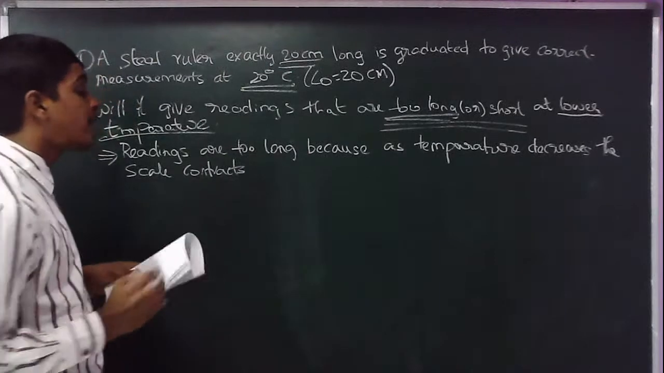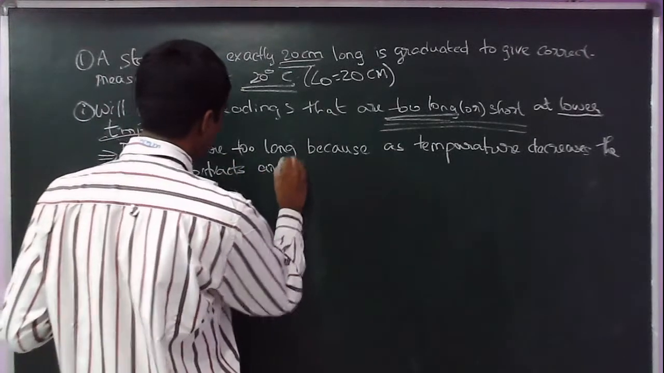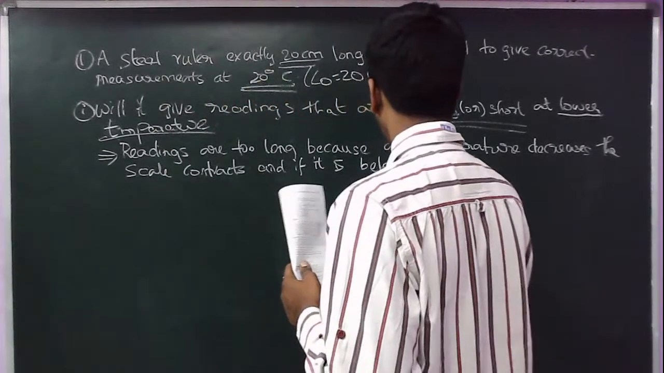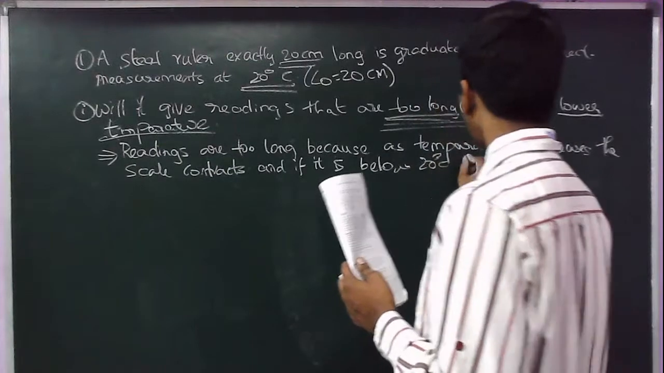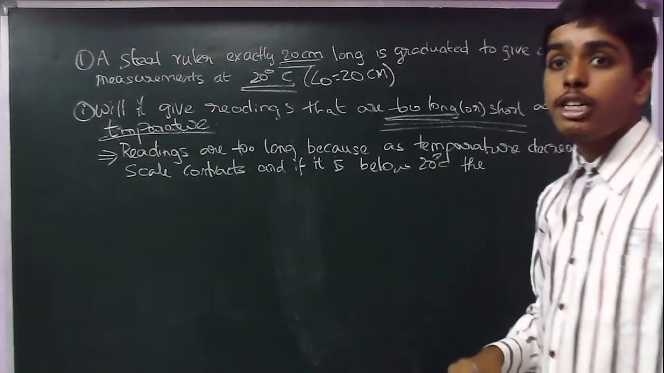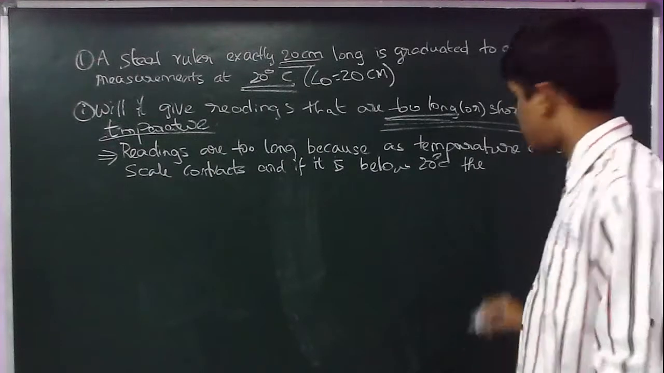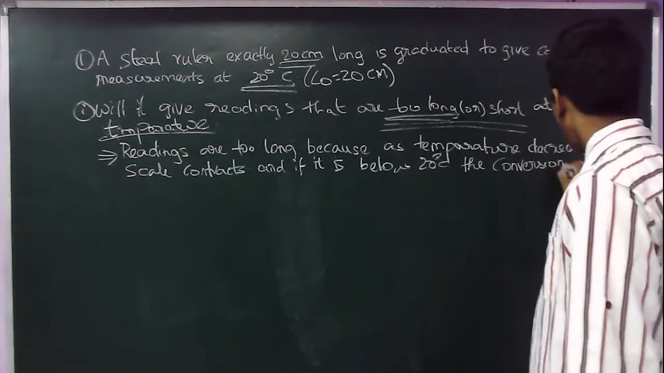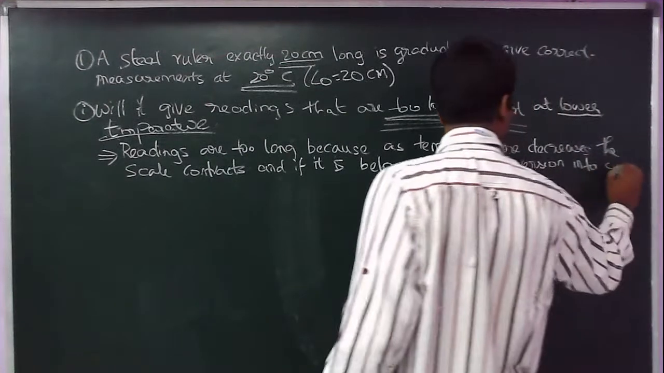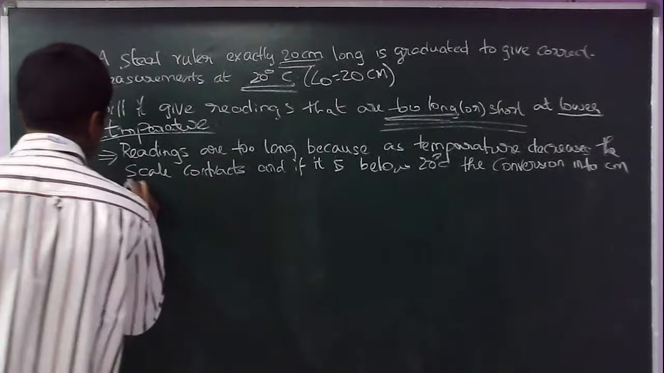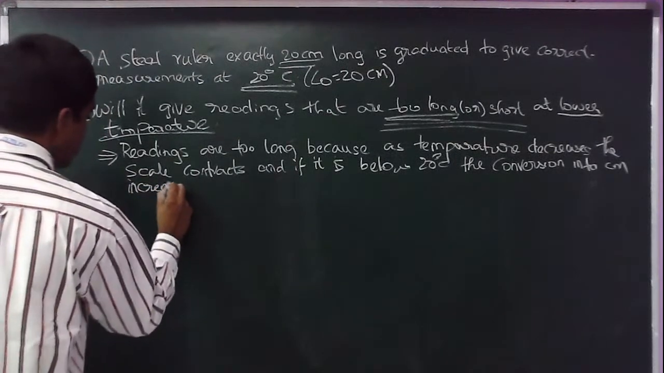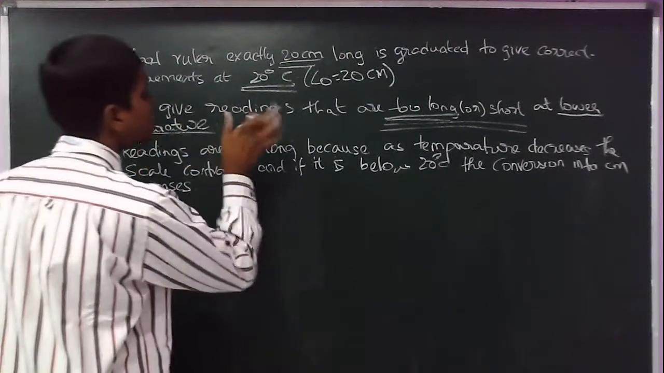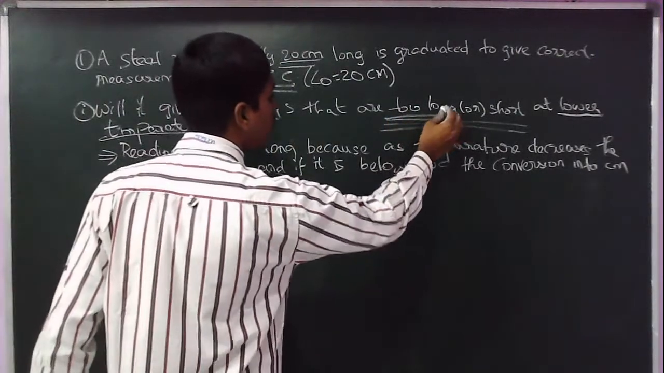Okay, it contracts, and if it is below 20 degrees, the conversion into centimeters will increase. The conversion into centimeters increases. So due to this reason, it will expand, so it gives readings that are too long.